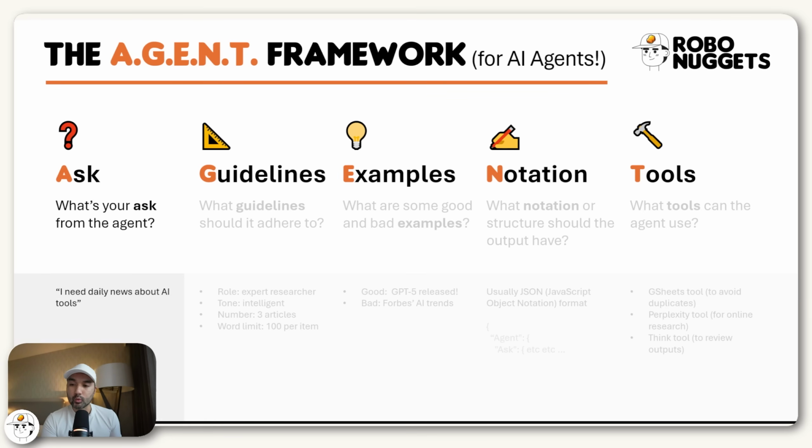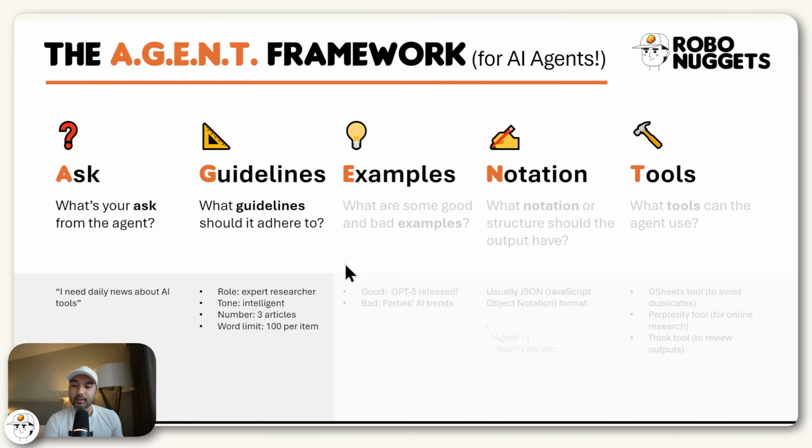What is your number one ask from the agent? It's good to put this at the top so that your agent directly already knows what you're asking from it. And usually this is like a one-sentence ask, which is further enriched by the succeeding elements after it. So for example, in our use case, we'll basically be building an agent where we would require it to send us daily news about AI tools and updates.